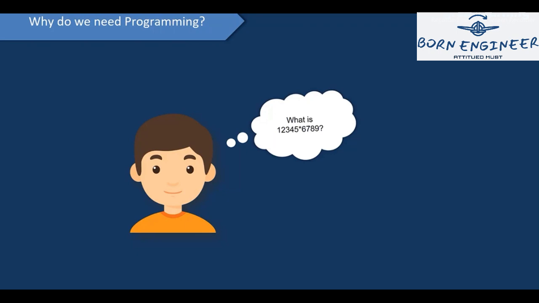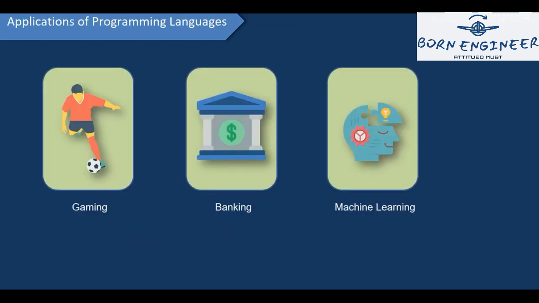Now, what happens in the background of the computer or the calculator is someone would have written a software and this piece of software is nothing but a programming code. With the help of this programming code, you are able to solve real world problems. And that is why we need programming in our lives. Now let's actually look at some real world applications of programming languages.